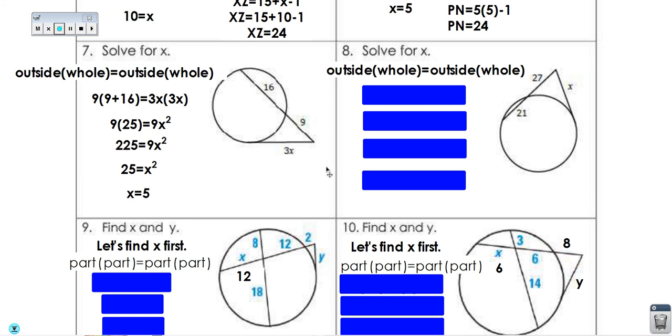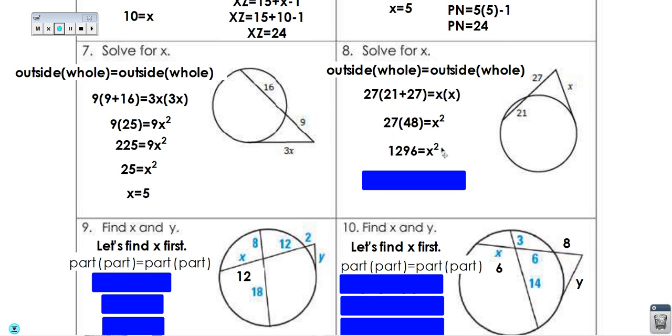Now number 8, I'm going to use the same exact process. So number 8, we'll say outside times whole equals outside times whole. So what we'll see is we have 27 times 21 plus 27 and x times x. Multiply those out and you get, or add them, and then we'll multiply. We get 1,296 equals x squared.